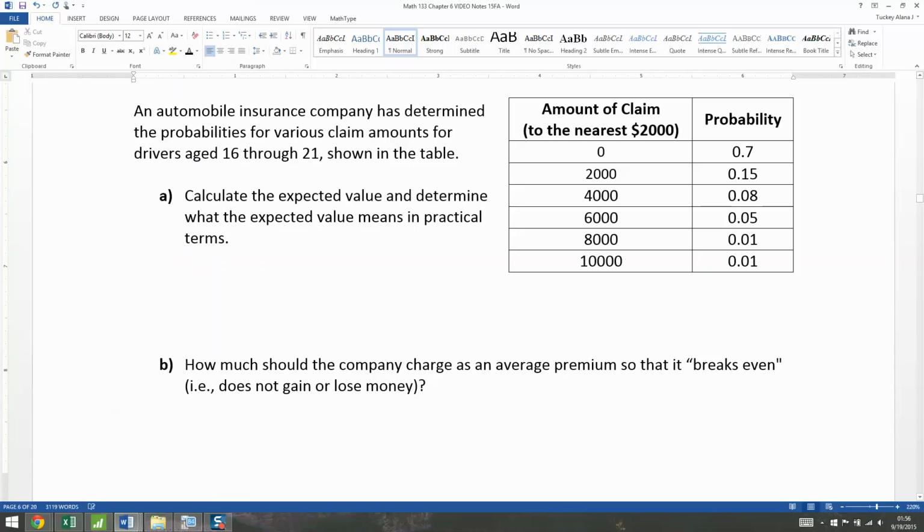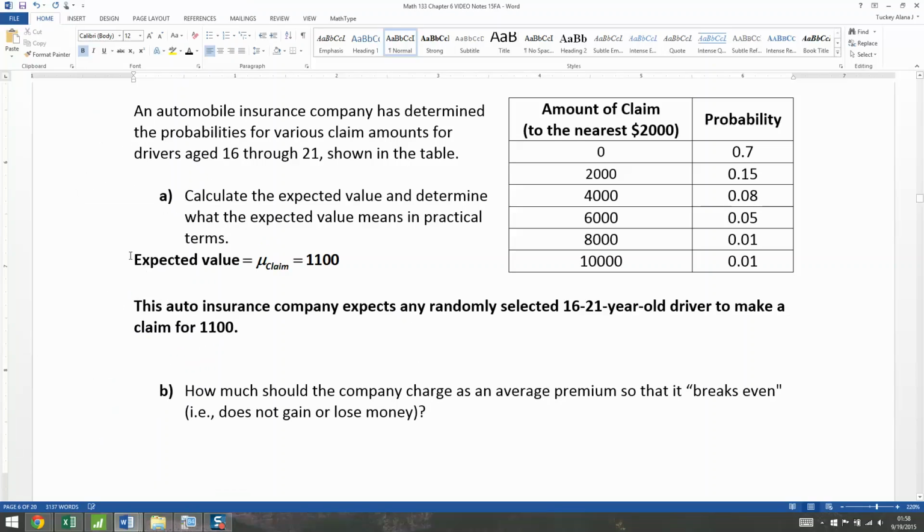All right, so let me write that up. And there we have it. So because the expected value is 1100, that means that this auto insurance company expects any randomly selected 16 to 21-year-old driver to make an auto insurance claim of, and I should give it a unit. I mean, it's kind of obvious, but $1,100.